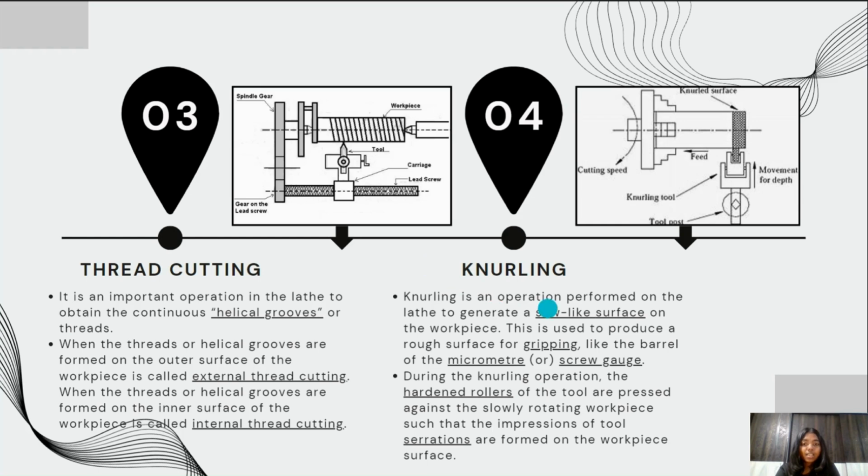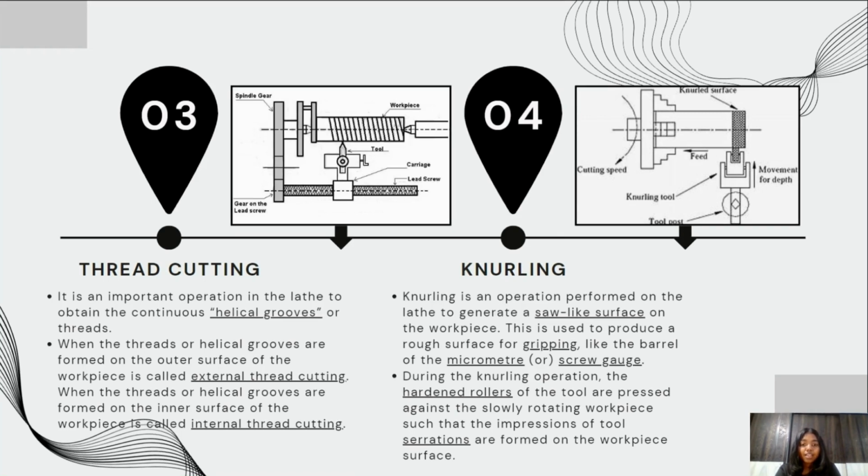Moving to knurling, it is an operation performed on the lathe to generate a rough surface on the workpiece. It is used to produce a rough surface for gripping, like the barrel of micrometer or screw gauge. During the knurling operation, the hardened rollers of the tool are pressed against the slowly rotating workpiece such that the impressions of tool serrations are formed on the workpiece. This is done by a special tool called knurling tool.